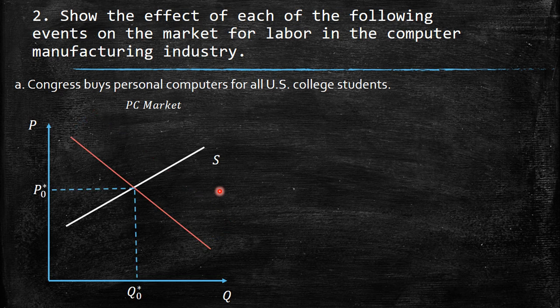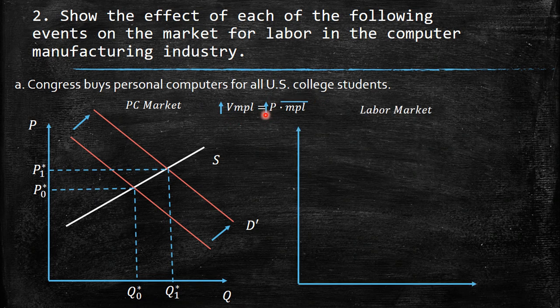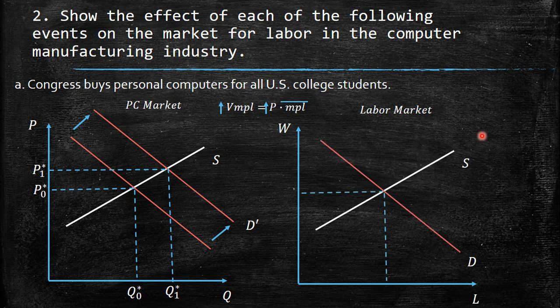Here we have the equilibrium, right? And since Congress is going to buy personal computers for all US students, automatically the demand for that good will increase, so it will shift to the right. It automatically will bring higher prices of personal computers and higher quantities at the equilibrium. Then here, because the value of the marginal product of labor increases due to the increase of the price, we will see the impact in the labor market for the manufacturing industry, which is the purpose of that question. So here we have the wage as the price, the L as the quantity, which is the labor. Here we have the initial situation.